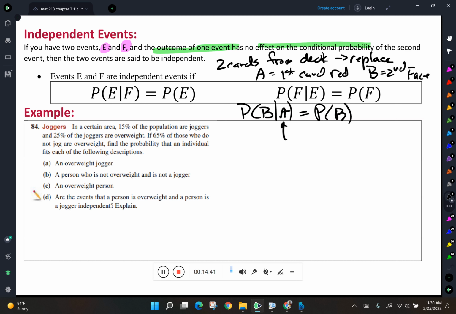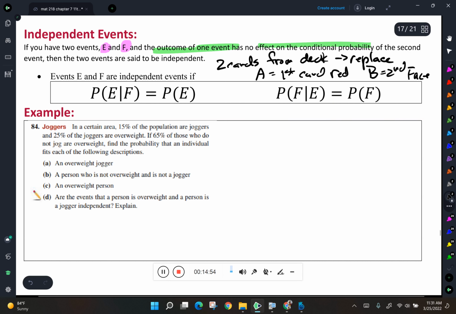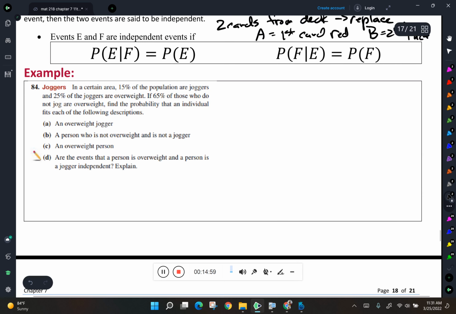So we would say that those two events are independent events, because how the first card turns out has no effect on the second card. Now that's a pretty straightforward example, and I think that most people would look at that and go, yeah, that makes perfect sense. Let's take a look at a slightly more complicated one.